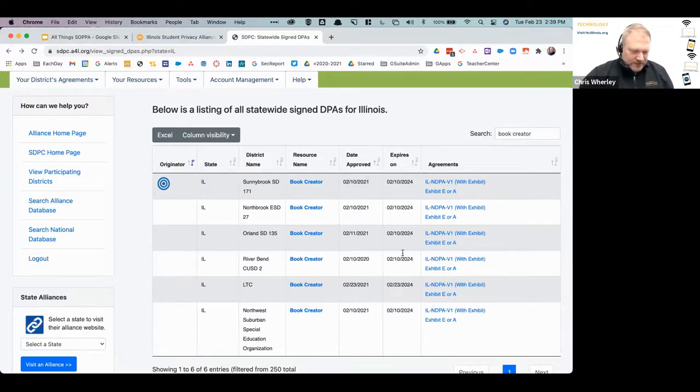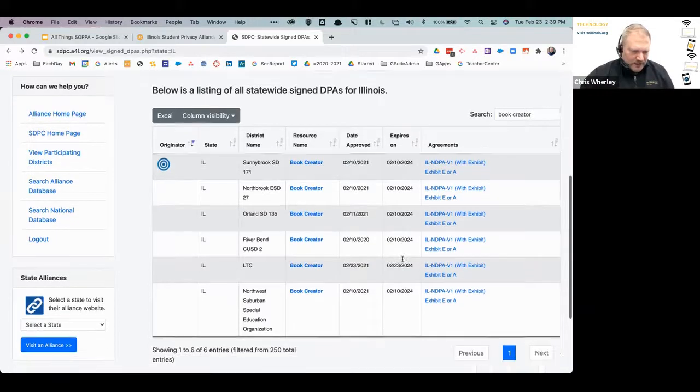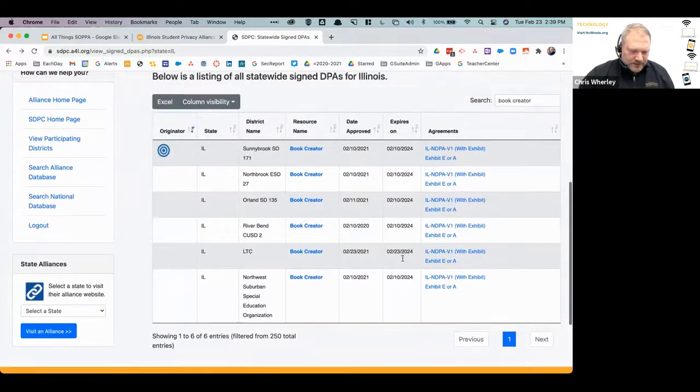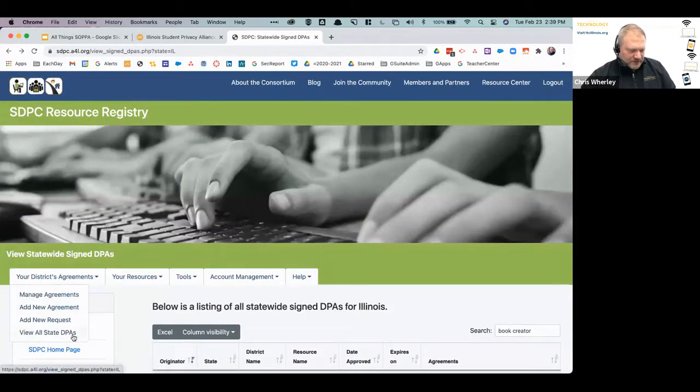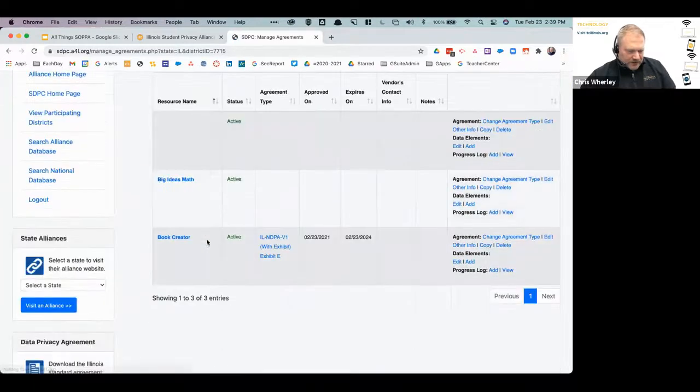As I look down through here, this is something that the LTC is working on, a process to look at these agreements and just say, oh, this one's out of date. So that's the wrong date for the expires. So I would contact whoever that was and tell them to go and change that. So Chris, go and change that. So as the LTC, or as my school district, if I go into your district agreements and manage agreements, and I look at my different agreements here, I can see that I have Book Creator here.